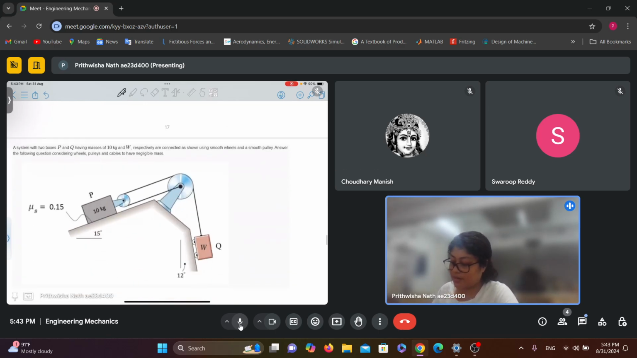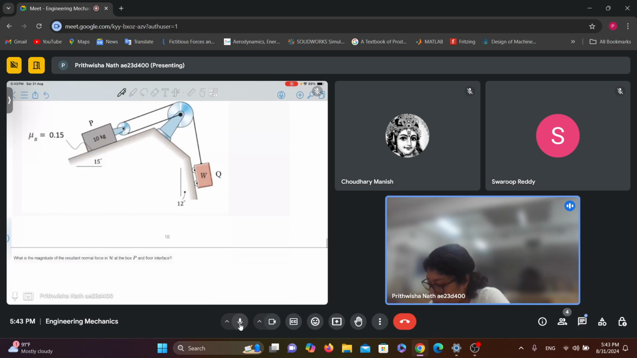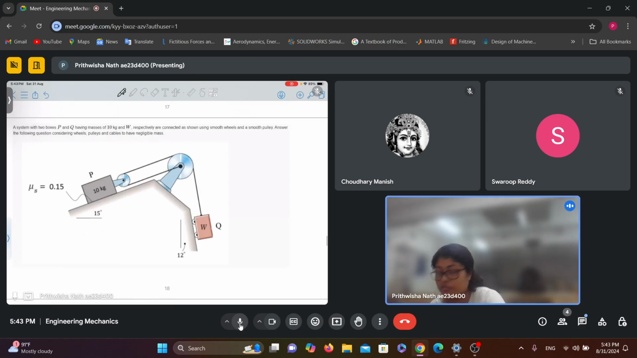Now, next problem. A system with two boxes P and Q having masses 10 kg and W respectively are connected as shown using smooth wheels and a smooth pulley. Answer the following questions considering wheels, pulleys and cables to have negligible mass. So first you need to find the magnitude of the resultant normal force in Newton at box P and floor interface. So first try drawing the free body diagram for this system.